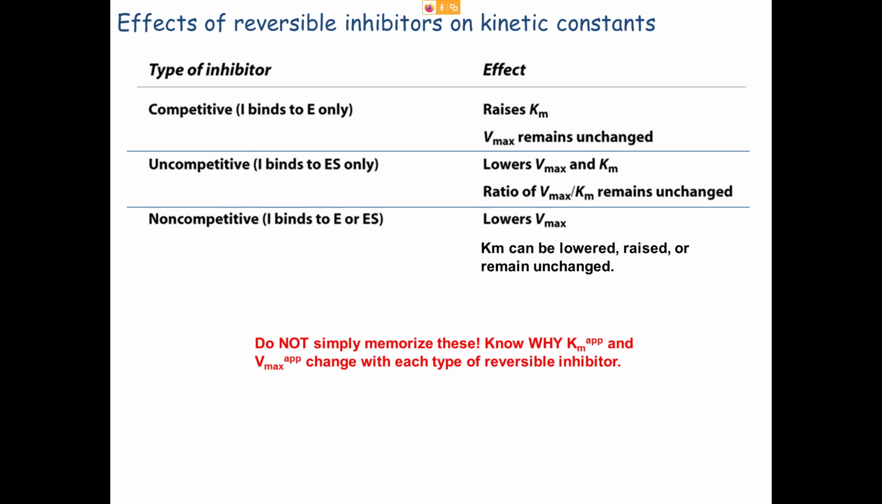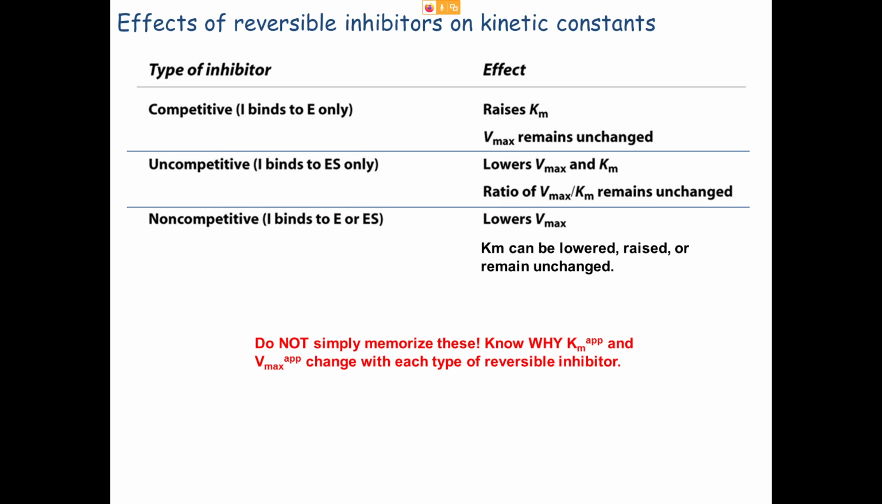Okay, so to summarize, here's a chart from one of those books where I've blocked out the last part that's misquoted. I don't want you to memorize these effects. I want you to know how to arrive at these answers. And it's all Le Chatelier's principle. Figure out what happens to Vmax. Vmax occurs under what conditions? How does that affect the binding equilibrium?